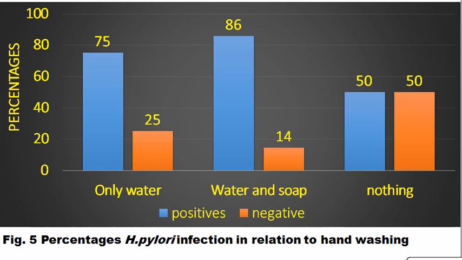And we have two people saying they do not wash their hands at all, and out of them, one tested positive, the other tested negative. And those that said they wash their hands with only water, the only water people, we had 20 of them, and 15 of them tested positive. Yes, and 5 tested negative. That is 75% and 25%.